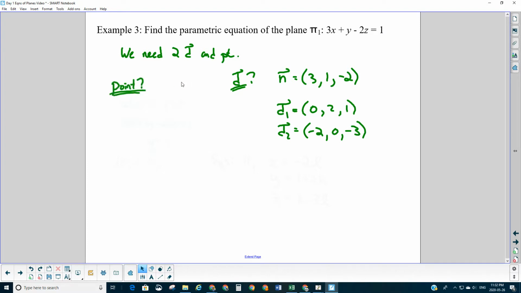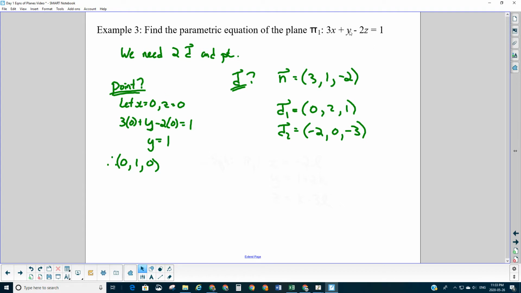To get a point, I could kind of cheat. Since I can choose any values for x, y, and z, as long as they satisfy this, why don't I put a 0 here and a 0 here and solve for y? If I do that, you see I get a 0 here and a 0 here, and if I solve for y, I get y equals 1. And so a point that satisfies this equation and therefore is on the plane is (0, 1, 0). It's actually the y-intercept. The y-intercept is when the x and the z equal 0. Okay, so that was a neat little trick to get a point on the plane.